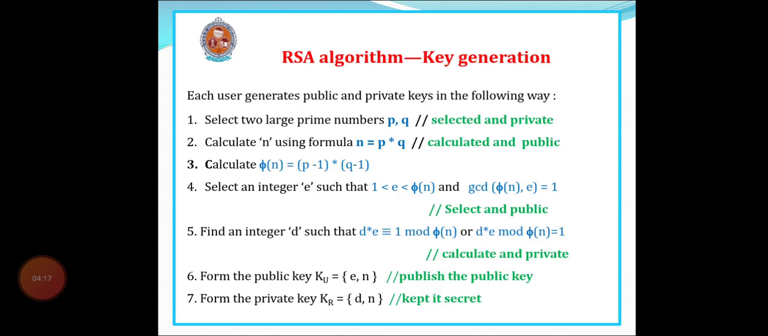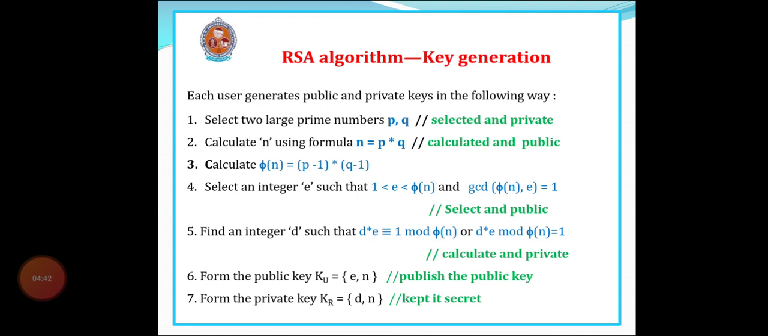Now the following is the key generation process in the RSA algorithm. Each user generates public and private keys in the following way. Select two large prime numbers p and q. These two are selected values and they are kept private. Now calculate n using the formula n equals p into q. This is a calculated value and we make it public.